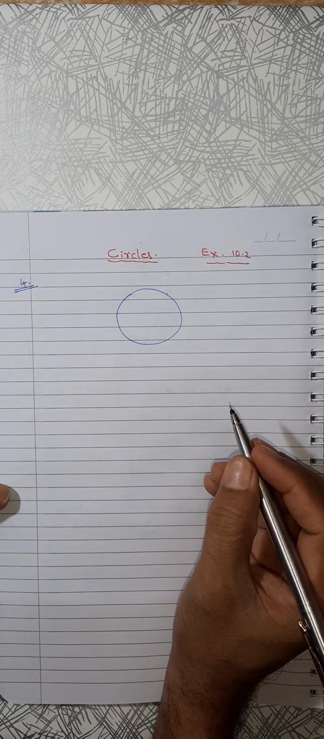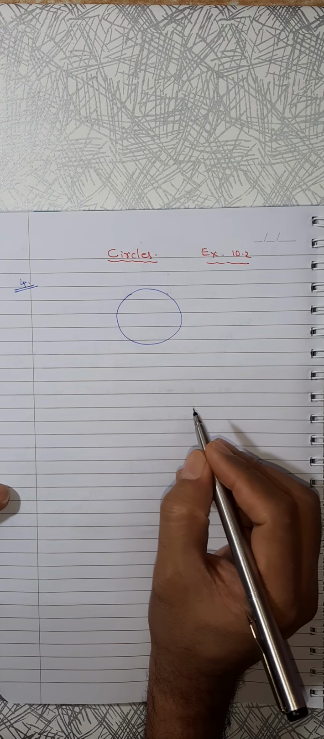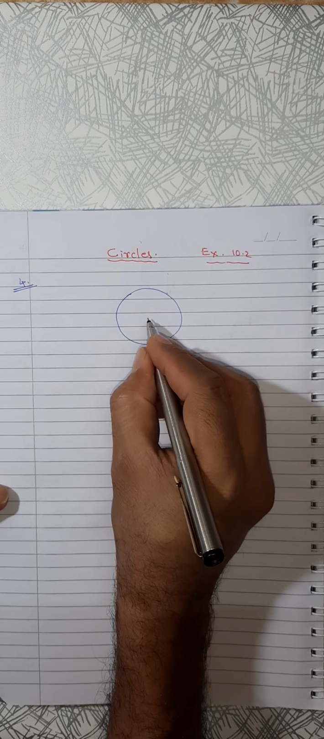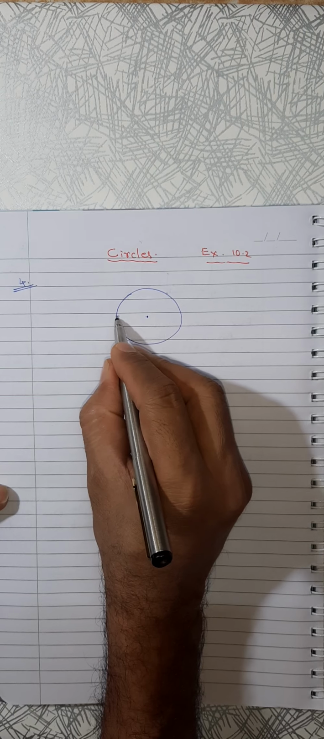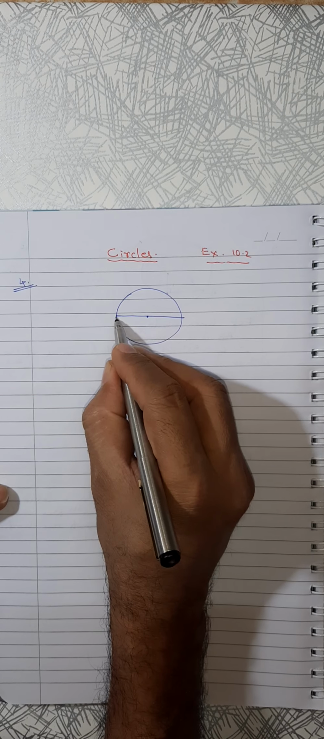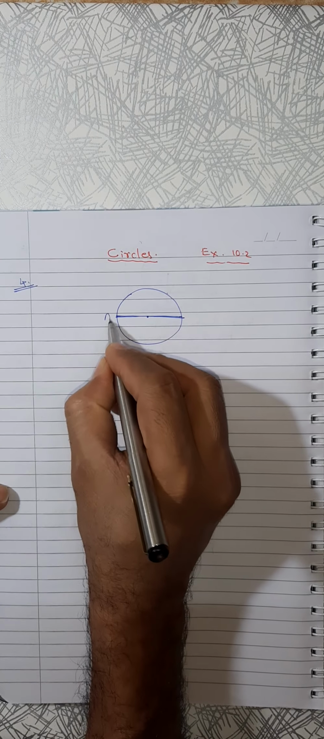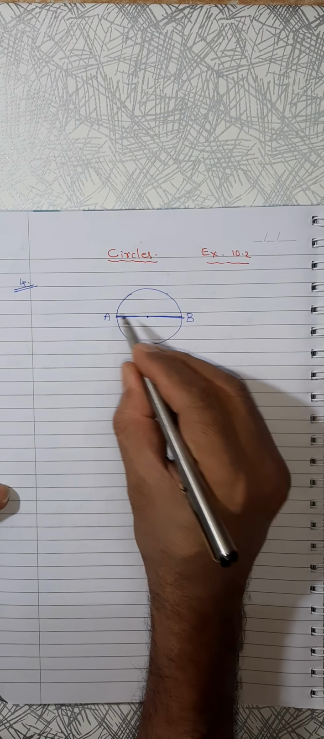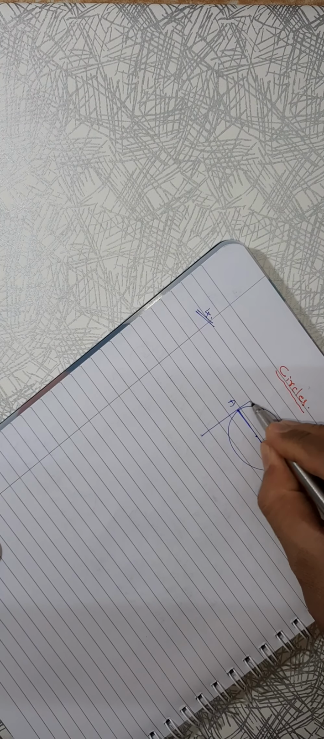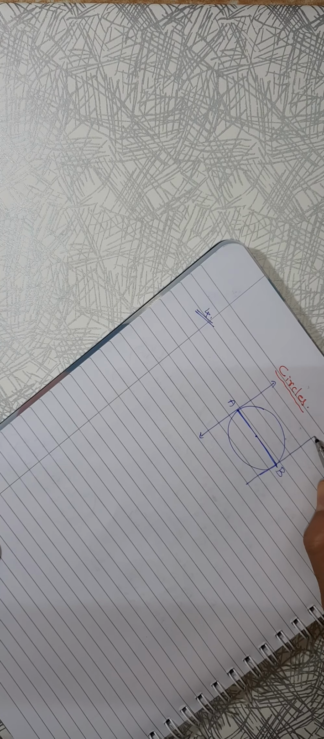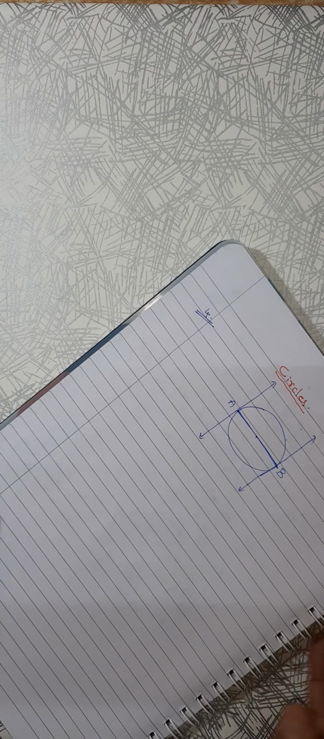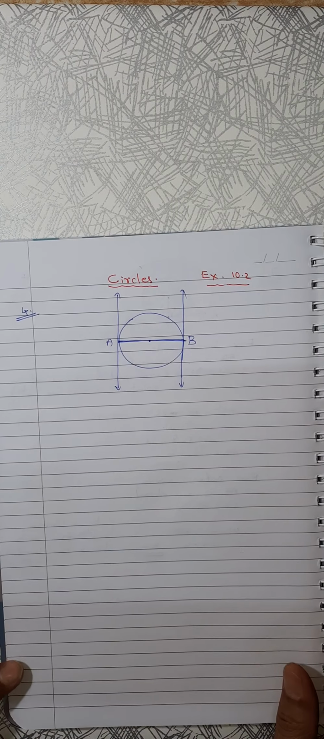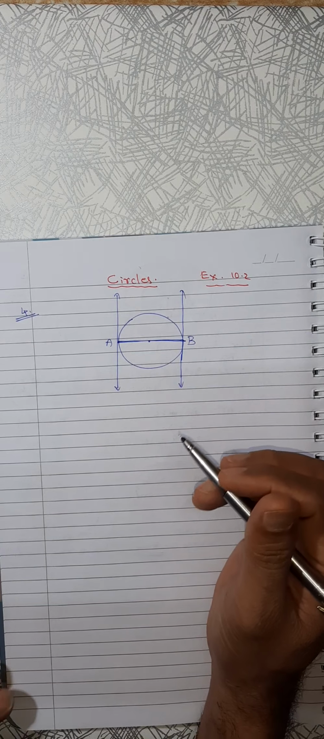There is a circle. Question is tangents drawn at the ends of a diameter. So there is a diameter. Let AB be the diameter. Tangents drawn at the end, that means this end, here one tangent, and another tangent here. So two tangents are drawn. Question is to prove that these two tangents are parallel.